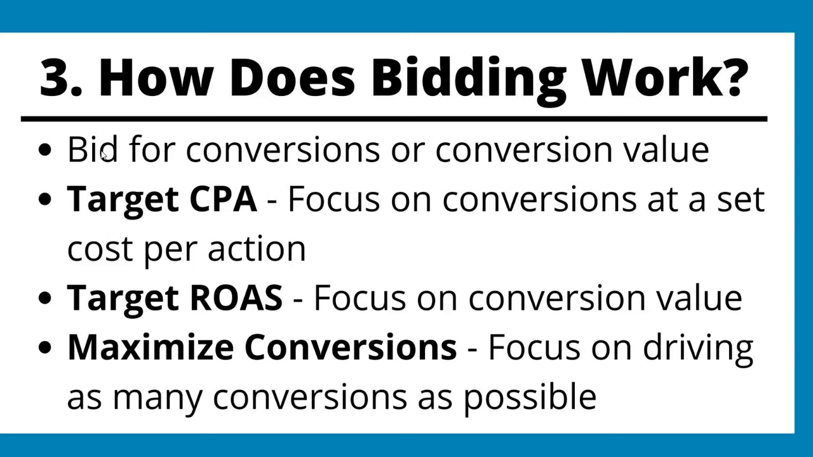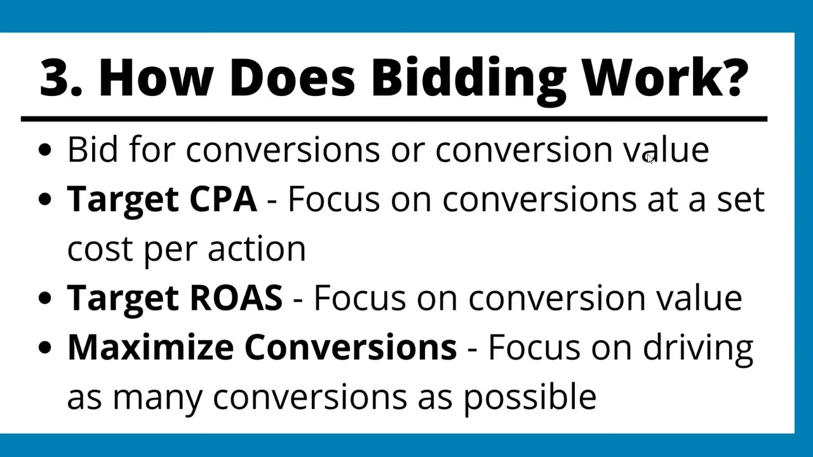So ultimately, with this type of campaign type, if you're driving leads and sales, you're going to be bidding for conversions or conversion value. So if you're driving sales, you're generally bidding for conversion value. If you're just driving leads, whether it's phone calls, form fills, bookings, or outbound clicks in my case, then you're going to be bidding for conversions, which is going to be a target CPA bid strategy, where you're focusing on conversions at a set cost per action. So essentially, if a conversion is worth $10 for me, then I want to drive conversions at less than $10 every single time.